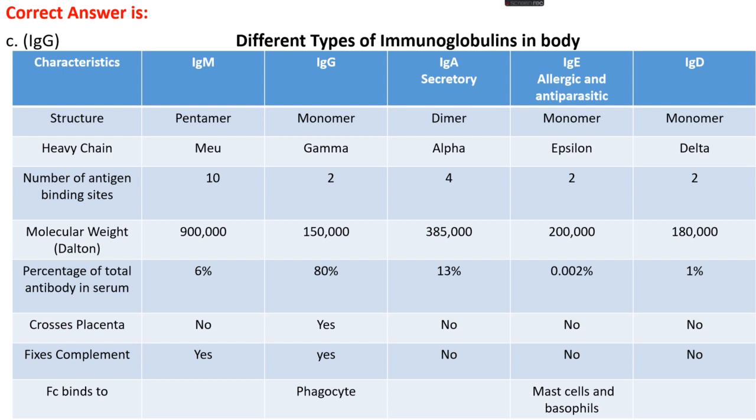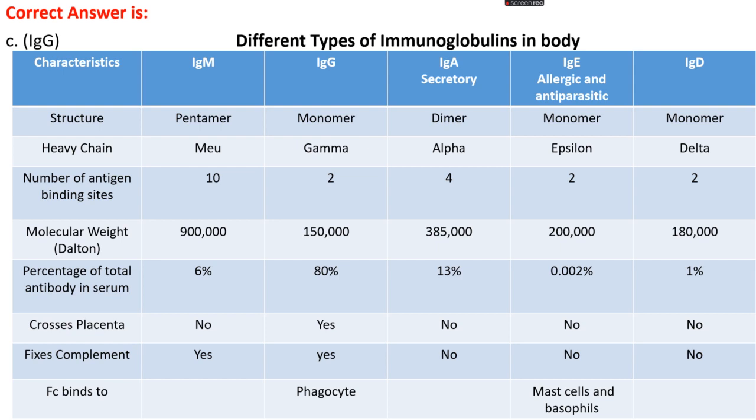If we see the percentage of total antibody in serum, we find that among all immunoglobulins, IgG is found most abundantly in serum. 80% of the antibodies in serum are IgG. Followed by IgA, which is also known as a secretory immunoglobulin. It is mainly found in secretions of the body. And IgE is known as the allergic and antiparasitic immunoglobulin.